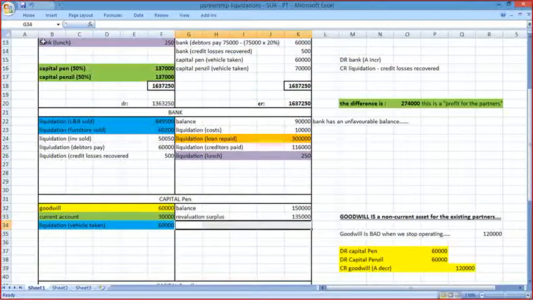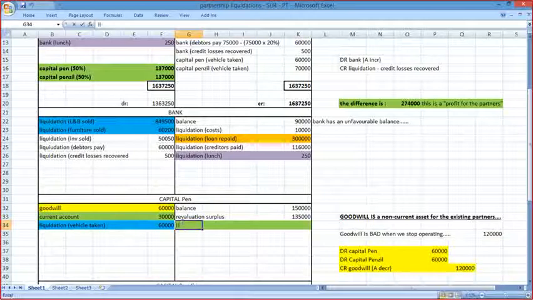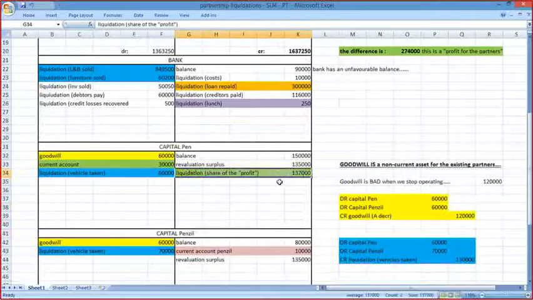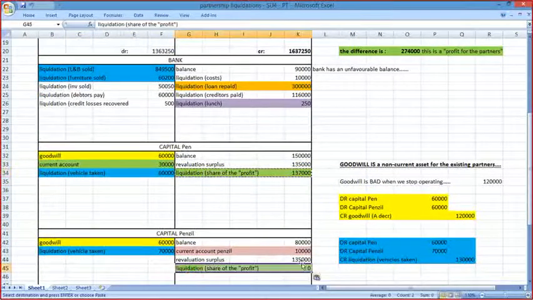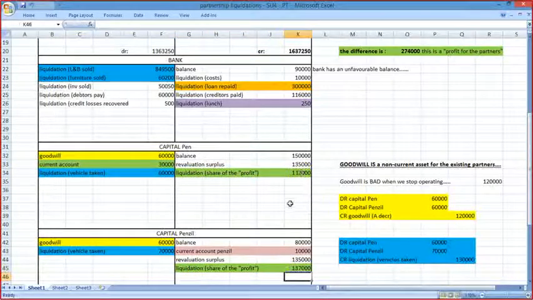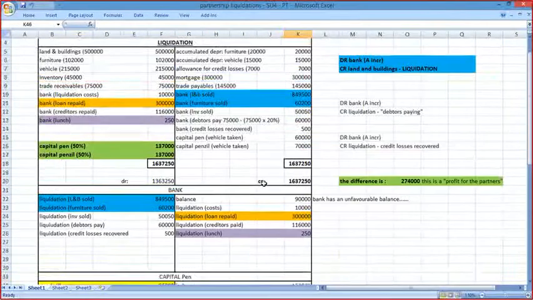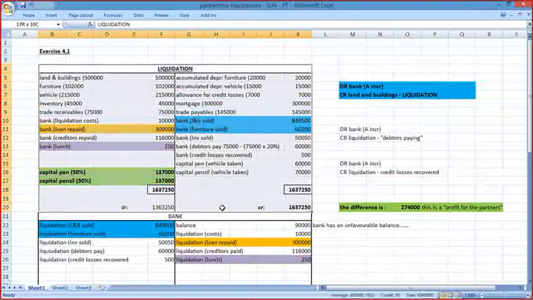Good. So here I'm going to show, in brackets, share of the inverted commas profit, equals 137 there. And then the same thing here for this other partner. Make sense? Alright, so now have you closed off liquidation?